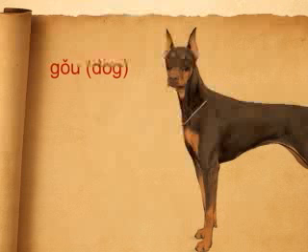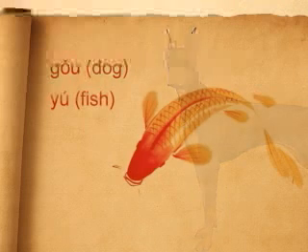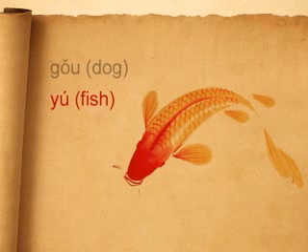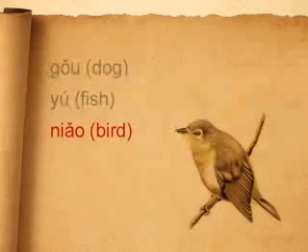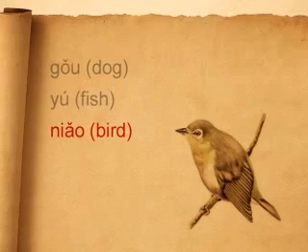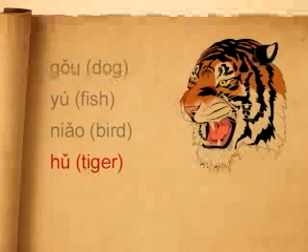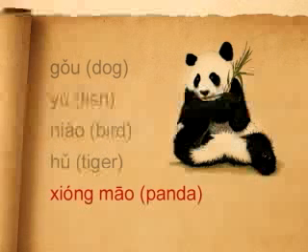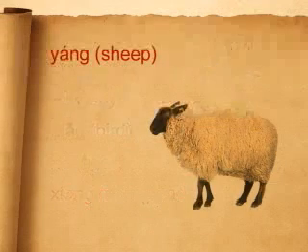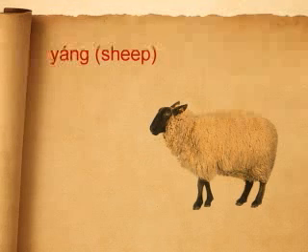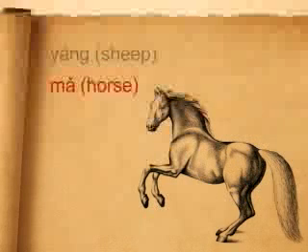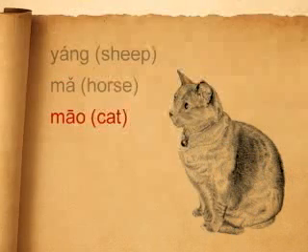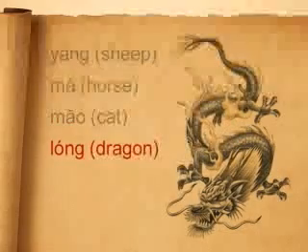Go, go. 鱼, 鱼. 鸟, 鸟. 虎, 虎. 熊猫, 熊猫. 羊, 羊. 马, 马. 猫, 猫. 龙, 龙.